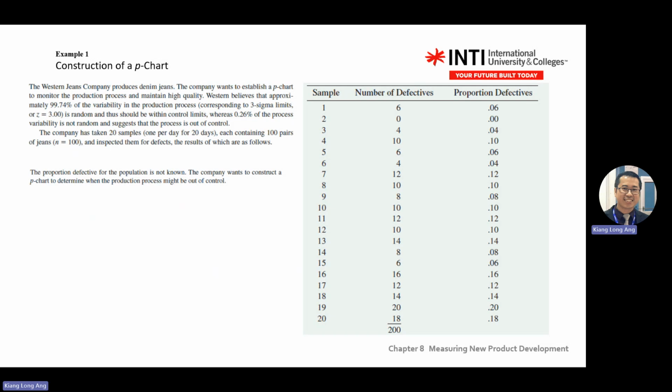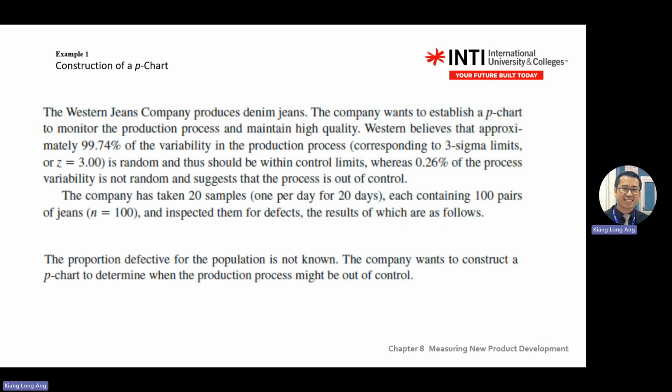Sorry. This one is 200, but this one is the proportion defective because you take 100 per sample. Just now in the question, each time you take a sample, you have 100 pairs.